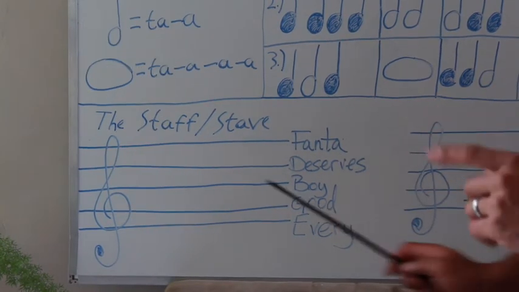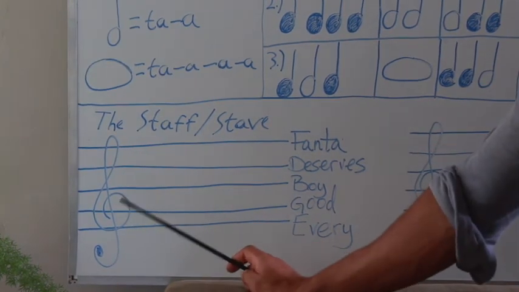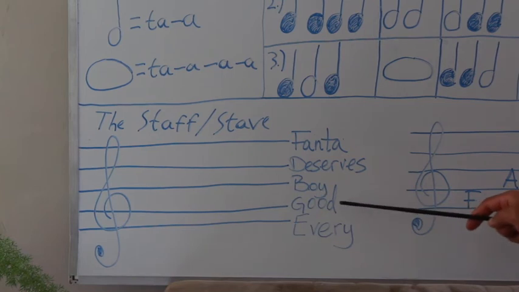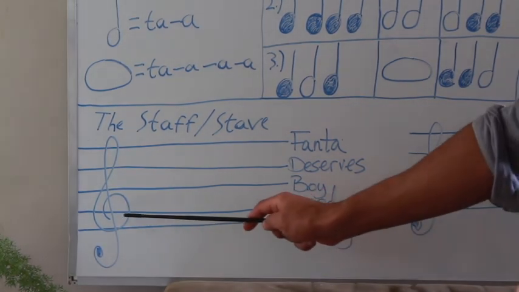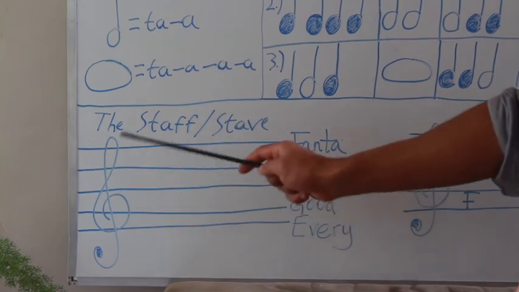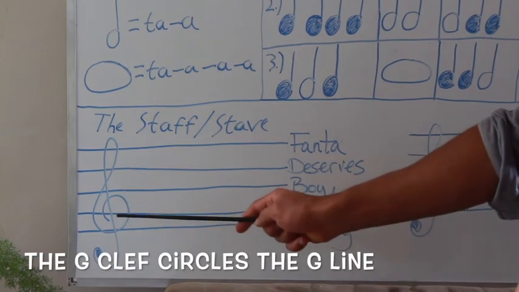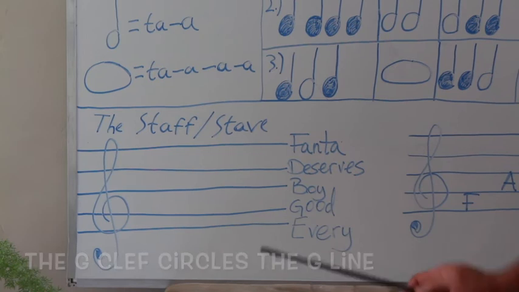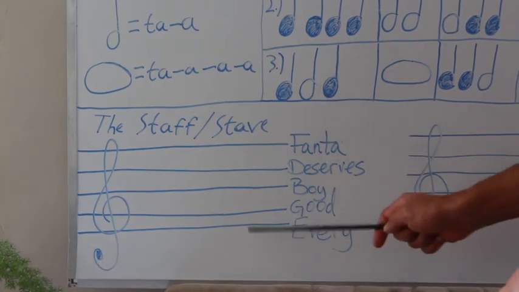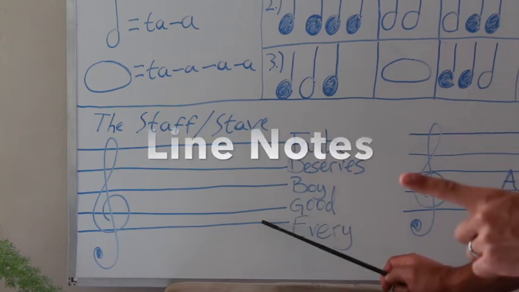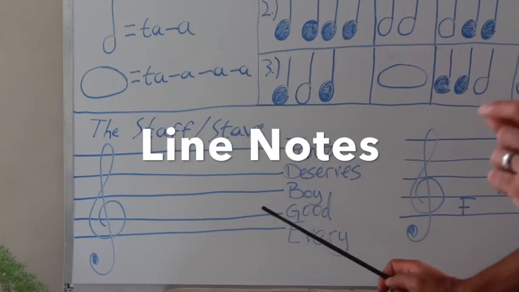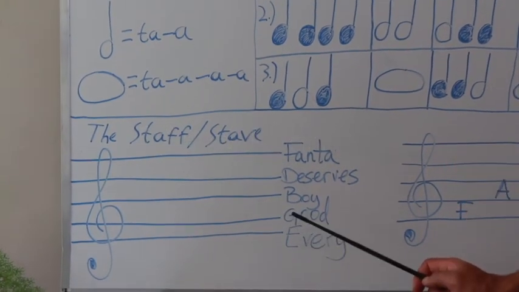Now I told you we're going to find out why this is called the G clef. Well, looky here. The G line goes all the way here and is being circled by the G clef right here. That's why it's called the G clef or the treble clef. So every good boy deserves Fanta, E, G, B, D, F. Now these are only for the lines. Make sure you never forget that. This is only for the lines.